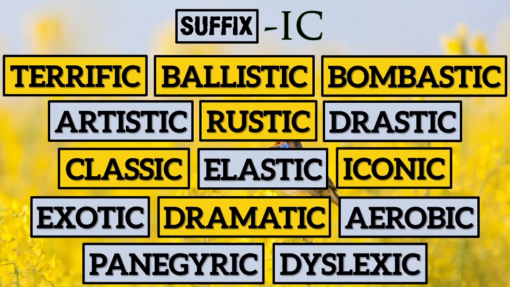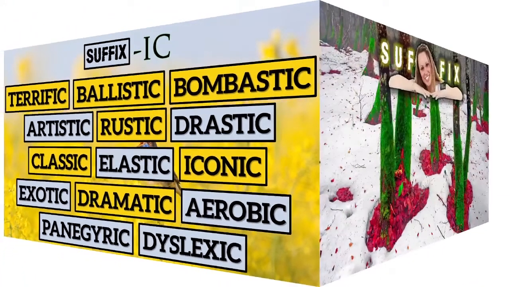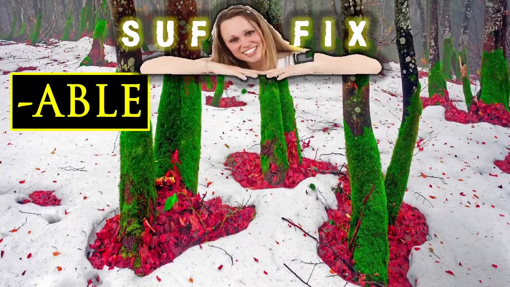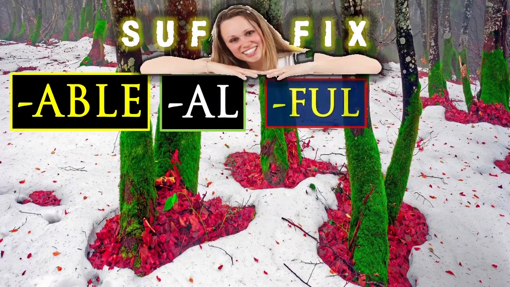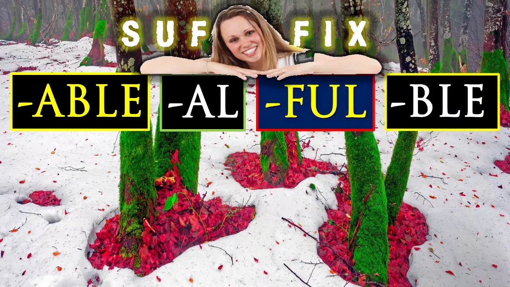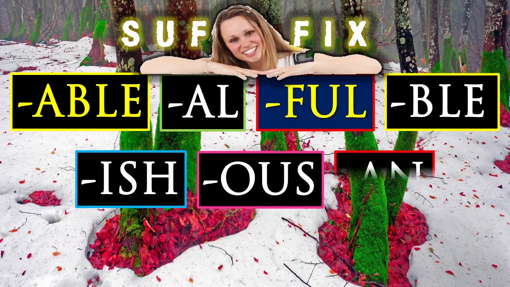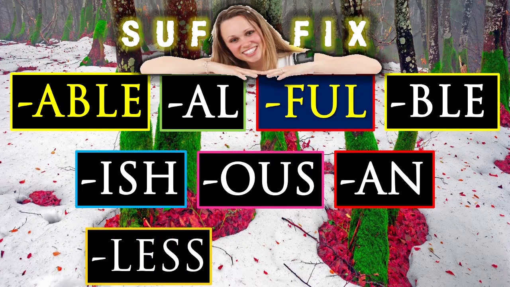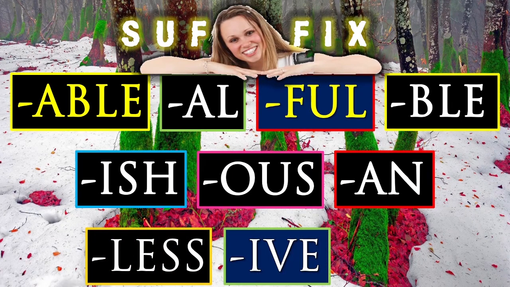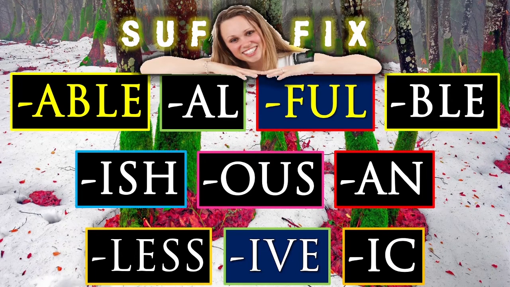Any word that you see with all these suffixes that we have listed is an adjective. Let's look at them. Suffix -able, suffix -al, suffix -ful, suffix -ple, suffix -ish, suffix -ous, suffix -an, suffix -less, suffix -ive, and suffix -ic. Any word that ends with any of these suffixes is an adjective.